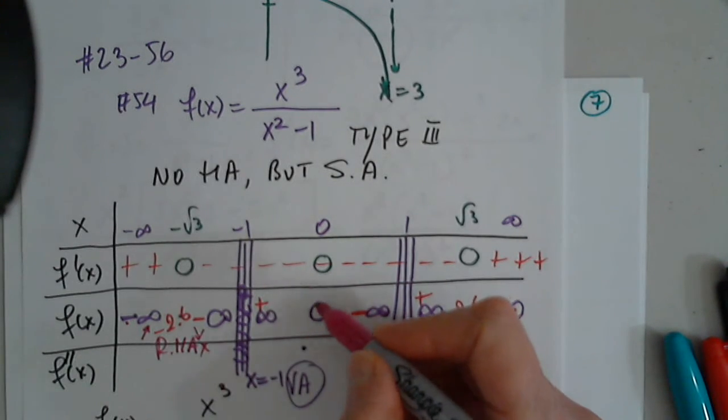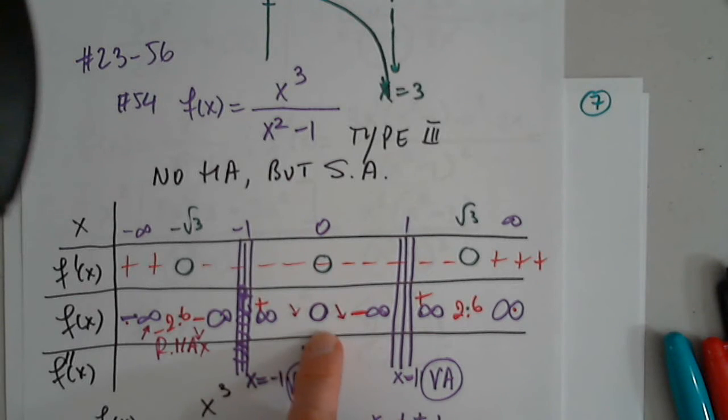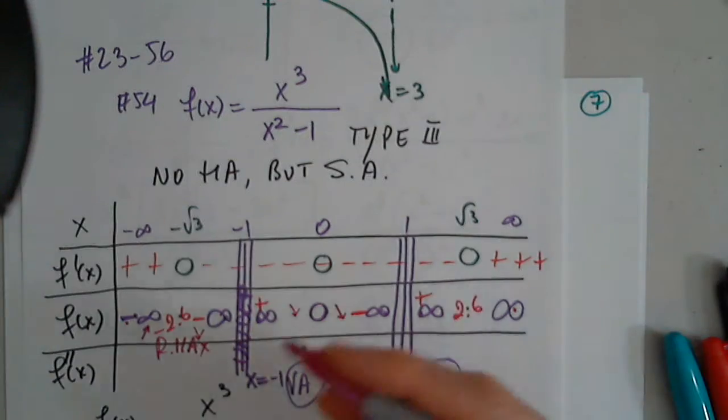From positive infinity to 0, the function is decreasing, yes. From 0 to negative infinity, the function is decreasing, yes. There is no sign change. This is nothing. It will be an inflection point. Potentially, we have to look.